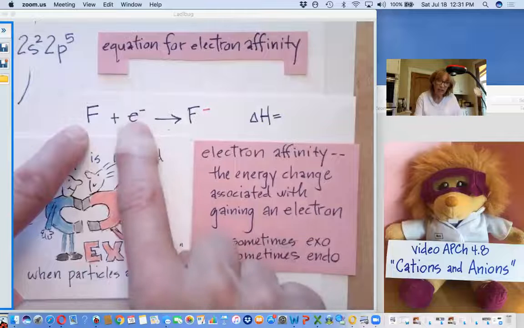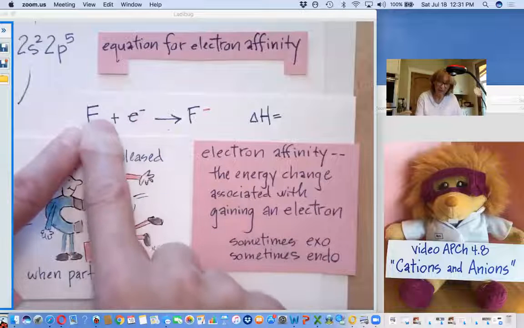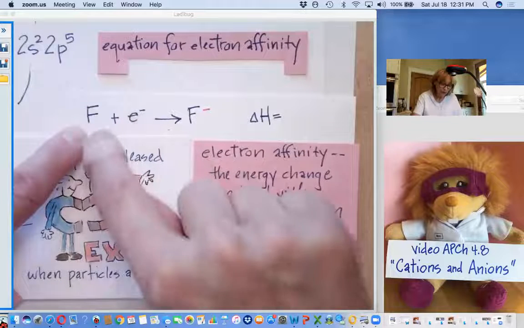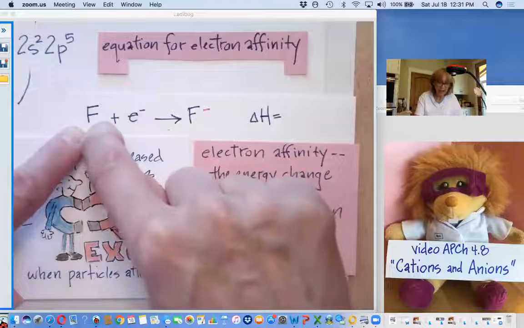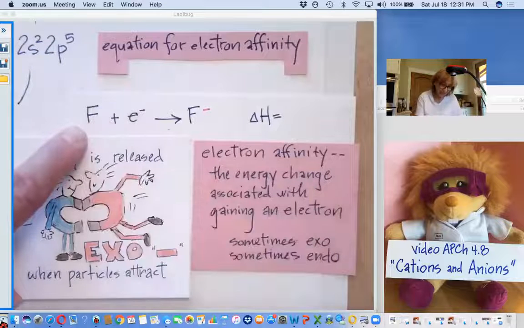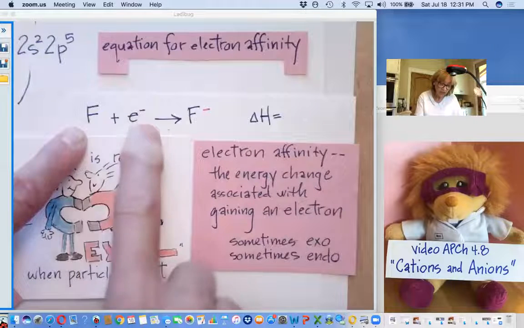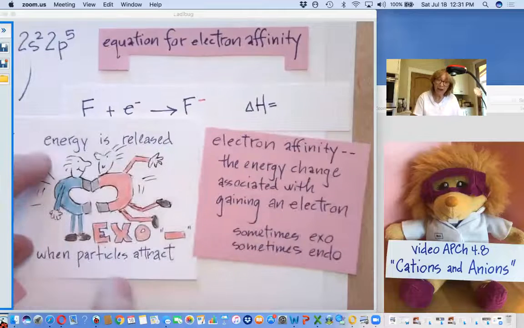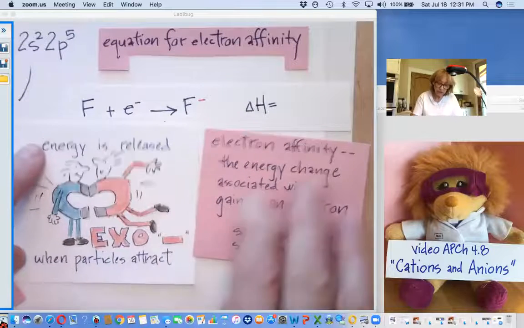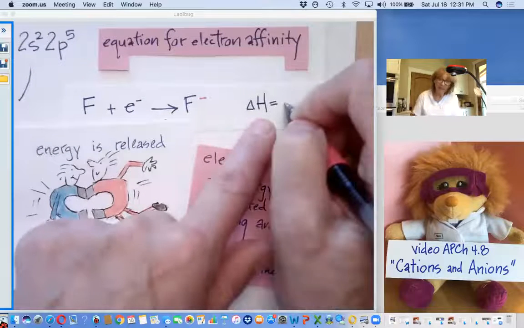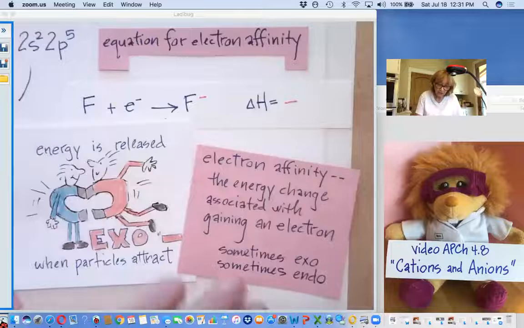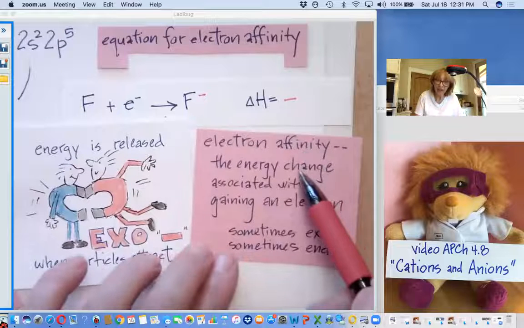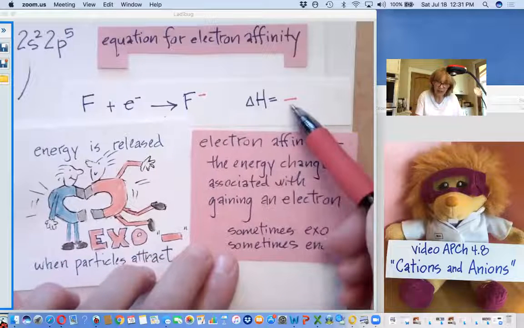This negative electron is very attracted to the protons in the fluorine atom. Fluorine is tiny. It's got its 9 protons. This electron is attracted, and so energy is released. And that process, that electron affinity, is an energy change that's exothermic.